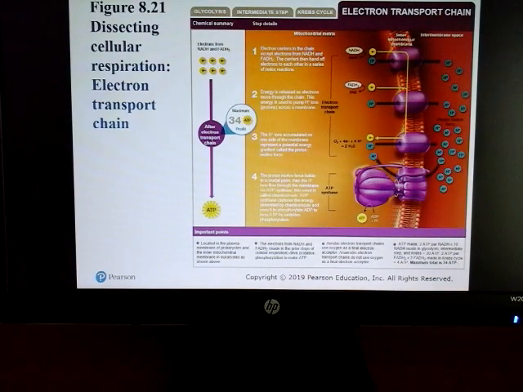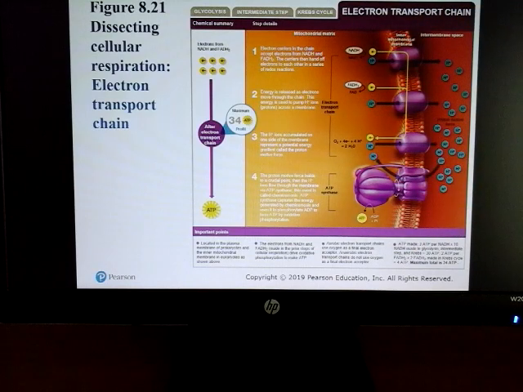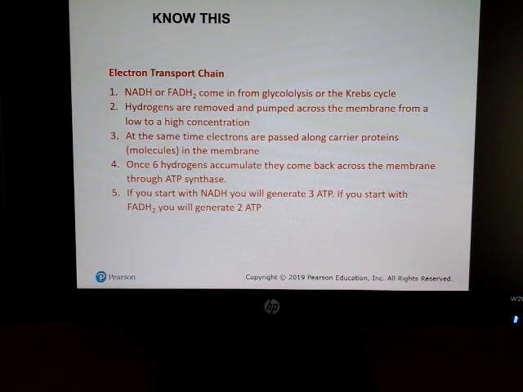Electron transport, wow, that looks pretty complicated, but I'm going to break this down. So for your exam, you'll have to know the steps of electron transport. First step, NADH or FADH2 will come in from glycolysis or the Krebs cycle. So keep in mind in bacteria this happens at the plasma membrane. Some of this happens in our cytosol and some happens in our mitochondria. Hydrogens are then removed and pumped across the membrane from a low to a high concentration. At the same time, the electrons will be passed along carrier molecules in the membrane.